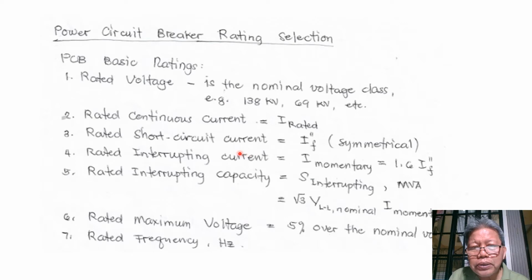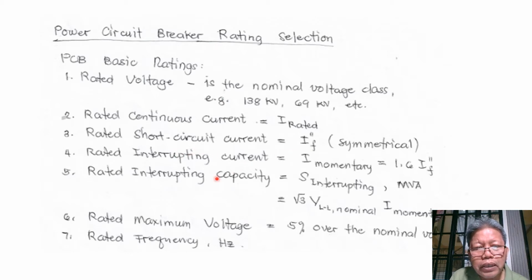Okay, now the third is the rated short circuit current. Now, this rated short circuit current is equal to the sub-transient fault current, and we call this the symmetrical fault current. Okay, when we use the sub-transient reactance of our generators to get the short circuit current. So it is the sub-transient fault current, the rated short circuit current of our PCB.